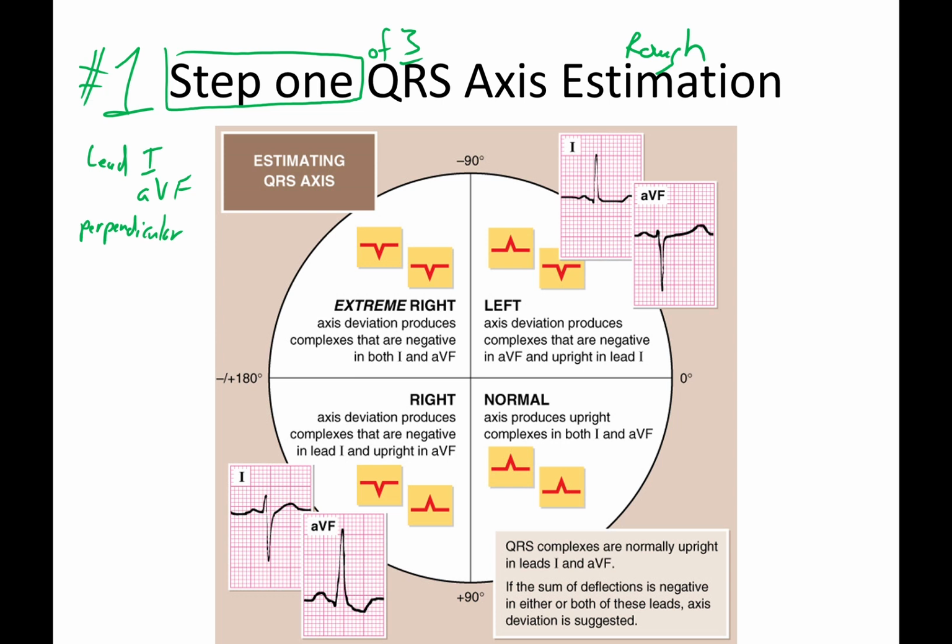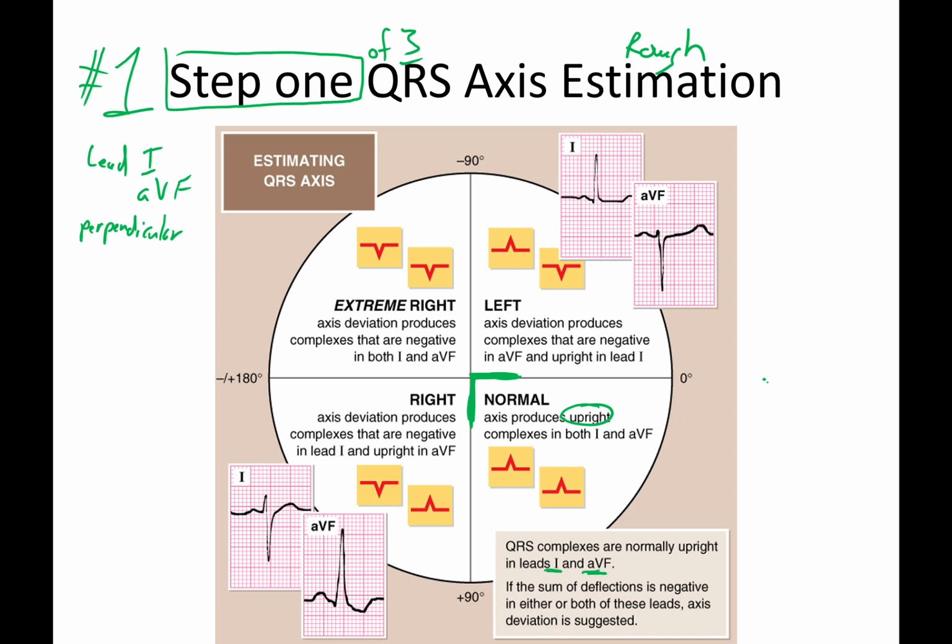So in the case where I'm looking at my 12 lead and lead 1 and lead AVF are both upright, that will place us in a normal quadrant. And so we can confidently assume that the mean QRS will fall in that same zone.